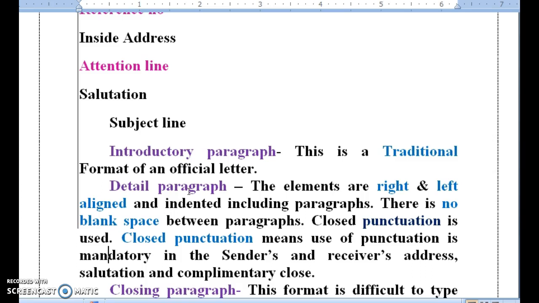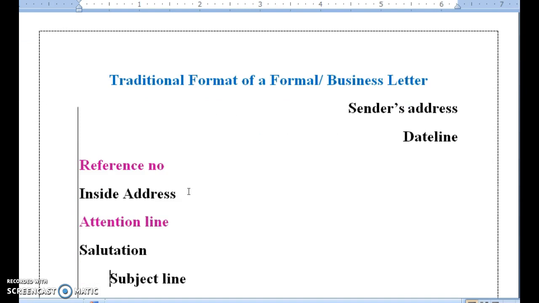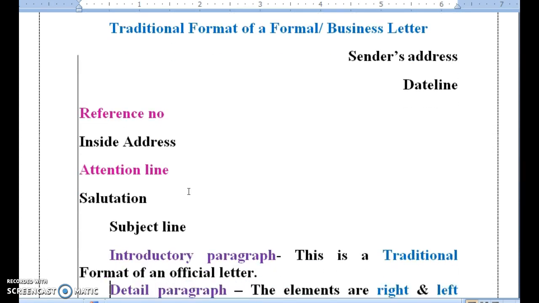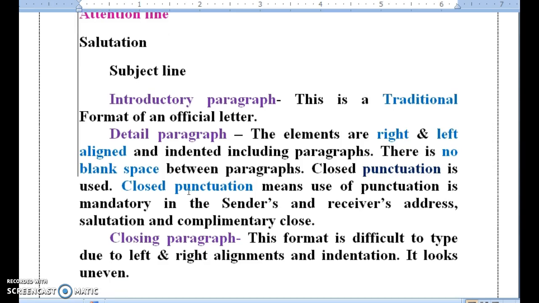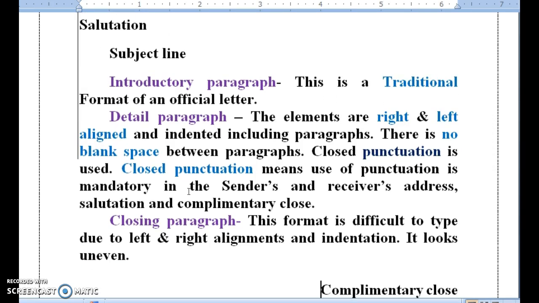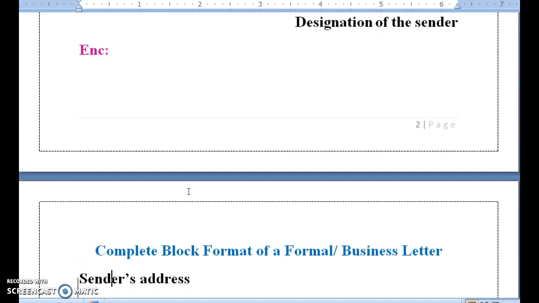Now one thing that you notice is that this particular format is difficult to type, since certain elements are right aligned, certain elements are left aligned, and certain elements are indented. So it's continuously pressing the tab button or space bar. That is what makes it a bit inconvenient to use this particular format. Therefore, a new format has been developed which is called complete block format for writing any formal or official or business letter.